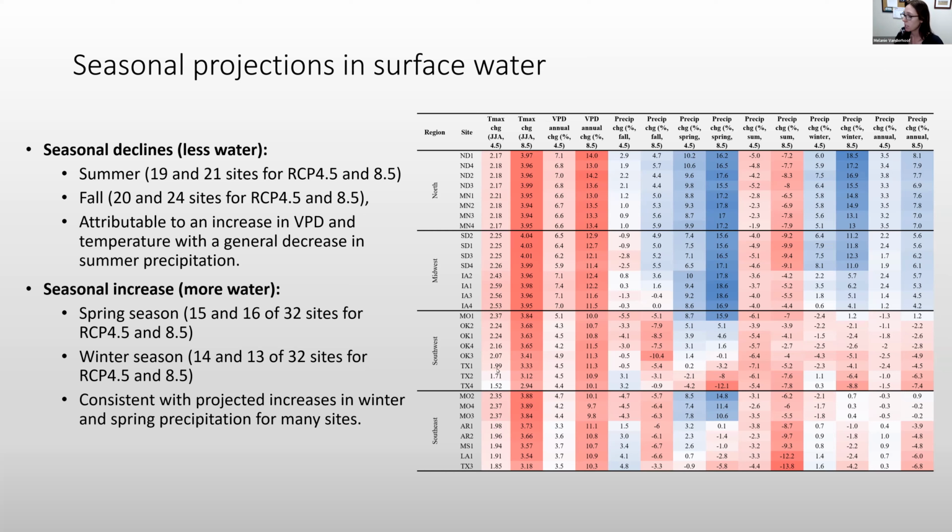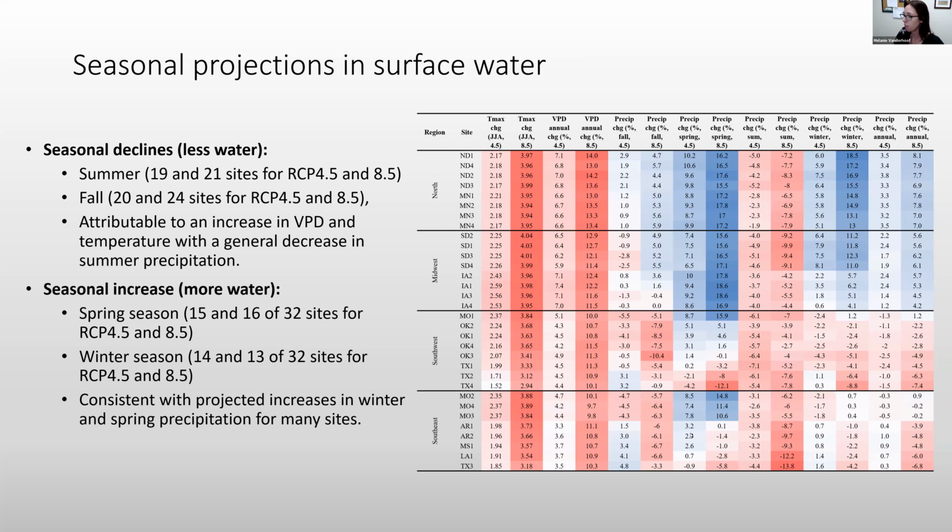But essentially, we see that for temperature and vapor pressure deficit there are latitudinal gradients, but both are projected annually to increase everywhere. But the precipitation has some seasonal patterns that are important to note, in that winter for a lot of these Midwest and northern sites, so the northern half, are projected to show an increase in winter and spring precipitation, but a decrease in summer precipitation. So it's almost like an amplification of the seasonal patterns.